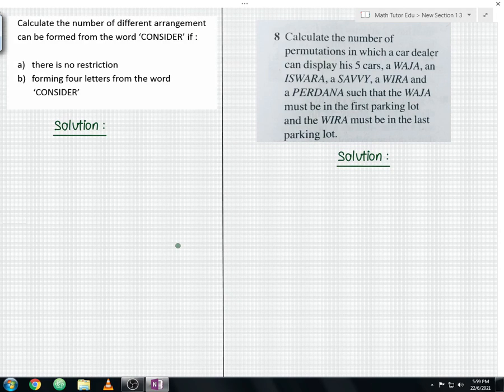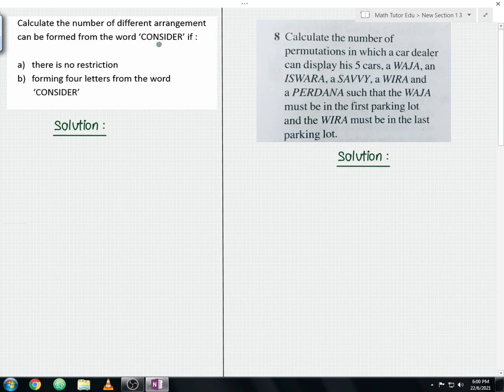Let us begin our discussion for the first one. So question 1 part A, they ask us to calculate the number of different arrangements that can be formed from the word "consider" if there is no restriction. If there is no restriction, your working will be very simple, guys. From here you need to know how many letters form the word "consider".